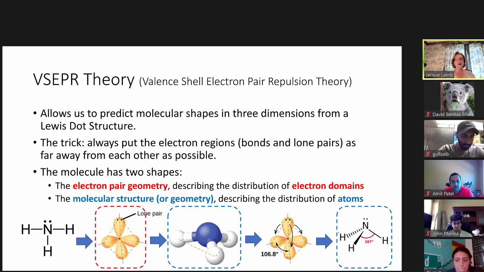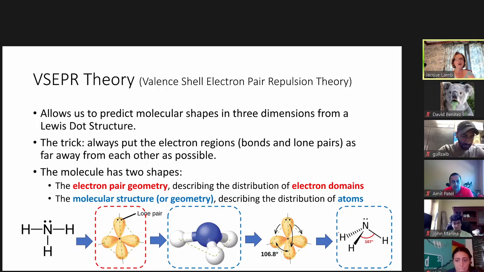When you have 2 atoms linked together, or you have 2 regions of electron density, it's linear. It's as simple as that. Excuse me, 1 region. This is 2 atoms bonded together. You really have 1 region of electron density linking those 2.